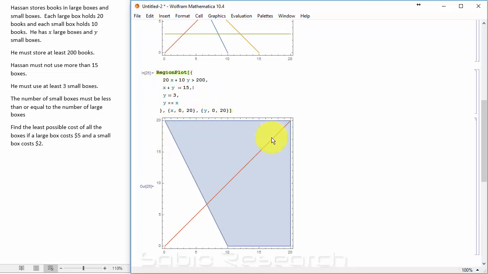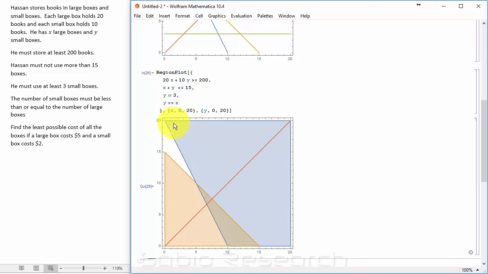So I have to hold, this is how many books I hold. And this region will hold 200 books or more. And here, I have to use less than 15 or equal to. Here, I also got to put equal. Makes no difference in our plot because we cannot see this thin line of x plus y equals 15. But let's do it this way. So this is what we get.